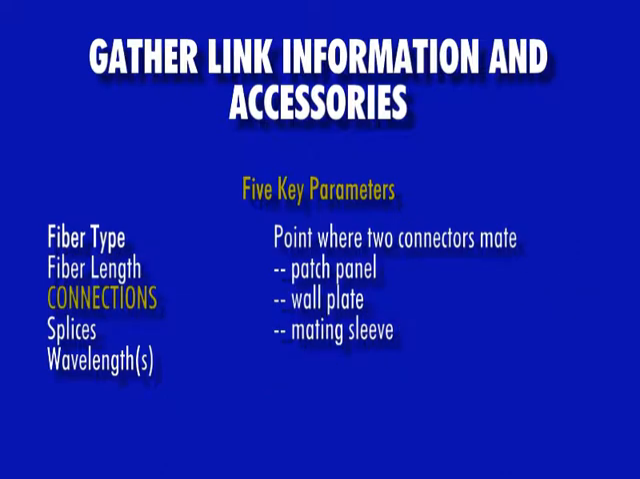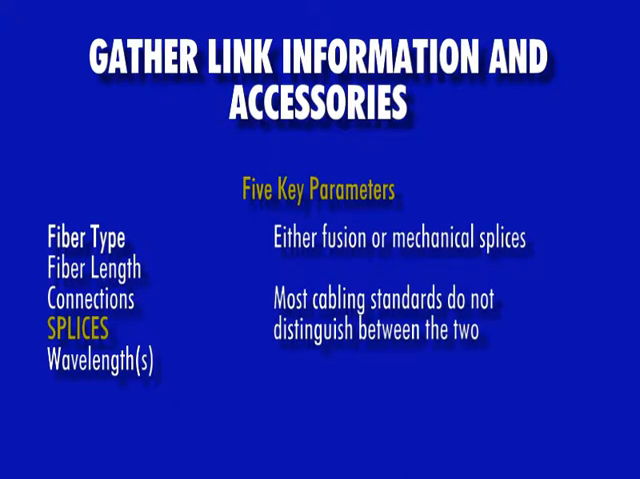Third is number of connections. A connection is the point where 2 fiber connectors mate together, such as in a patch panel, wall plate, or mating sleeve. Fourth is the number of splices, which can be either fusion or mechanical. For the purpose of calculating a link budget, most cabling standards do not distinguish between fusion and mechanical splices.